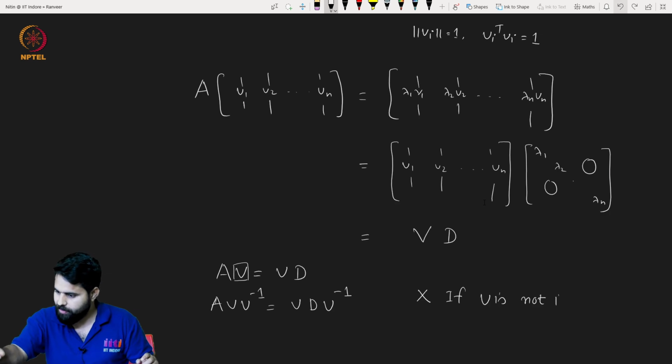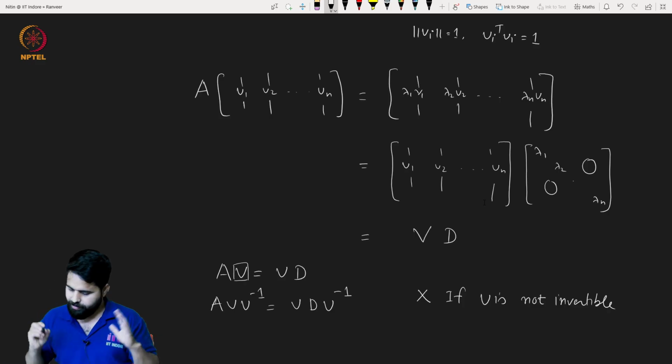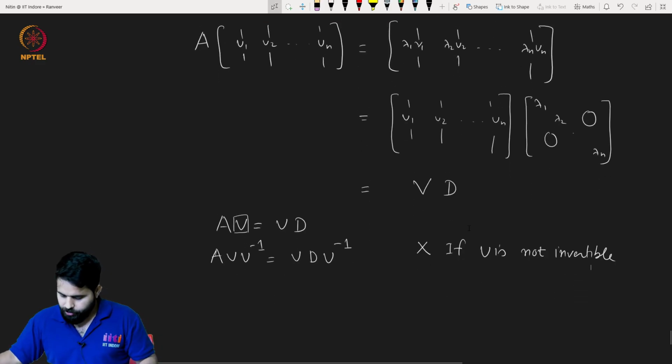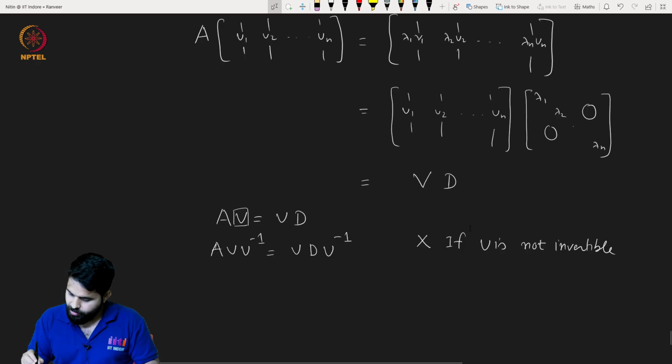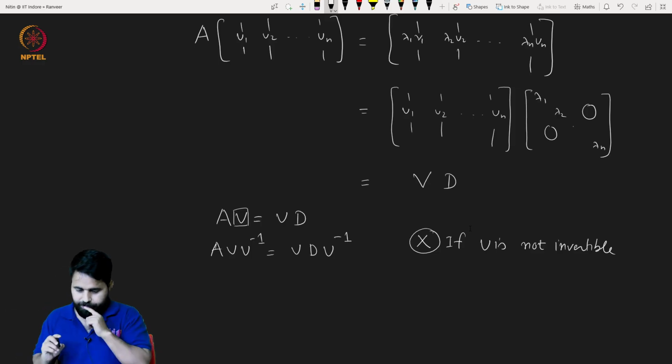Invertible, a spelling mistake. Again, my English is very bad here. Invertible. So this is not an x, this is a cross. Good.